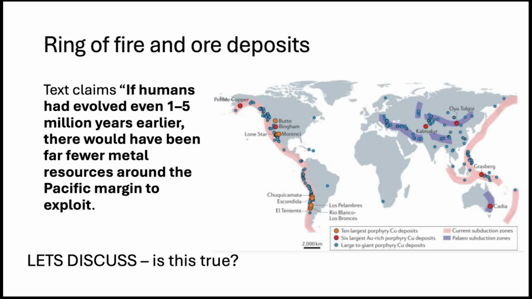You're muted, Bob. I thought it was because if people were around 1 to 5 million years earlier, we would have exhausted all of the ore deposits. But I don't think that's what they meant, but that's an interesting interpretation. I don't think the statement is verifiable. I think somebody should have said, if you're going to say this, you better explain it. Yeah, and it's not.